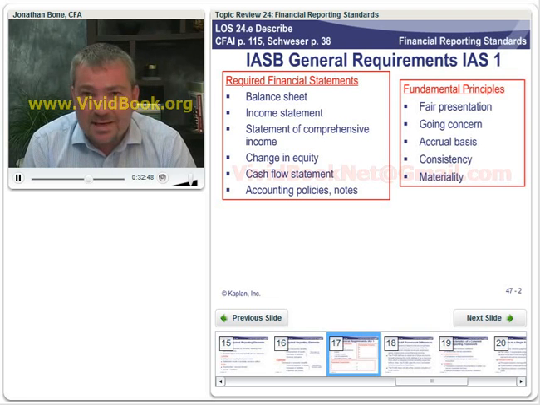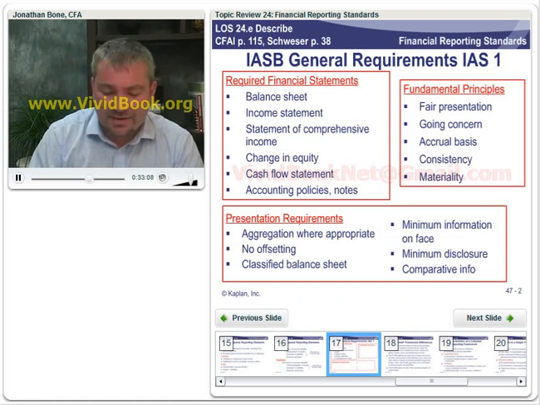Materiality really says that we need the correct accounting treatment for all material items. Now remember that definition of material. Material means would affect the users of the accounts. So what we're really saying is if an item was immaterial, we don't really care how it's been accounted for.